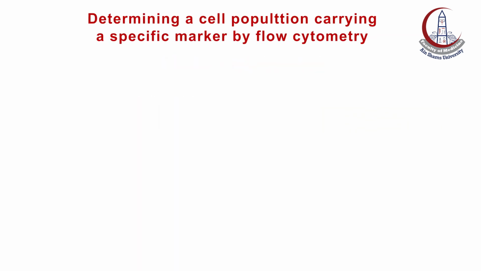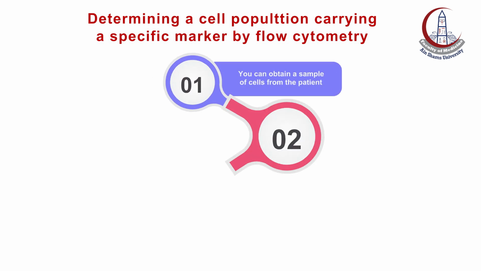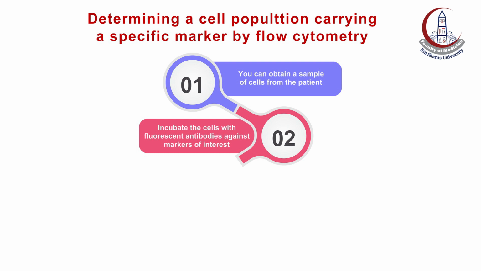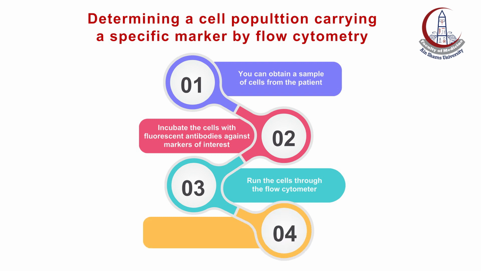So to determine a cell population carrying a specific marker by flow cytometry, you can obtain a sample of cells from the patient, incubate the cells with the fluorescent antibodies against markers of interest, run the cells through the flow cytometer, and then analyze on the computer using a specialized software in different cell populations.